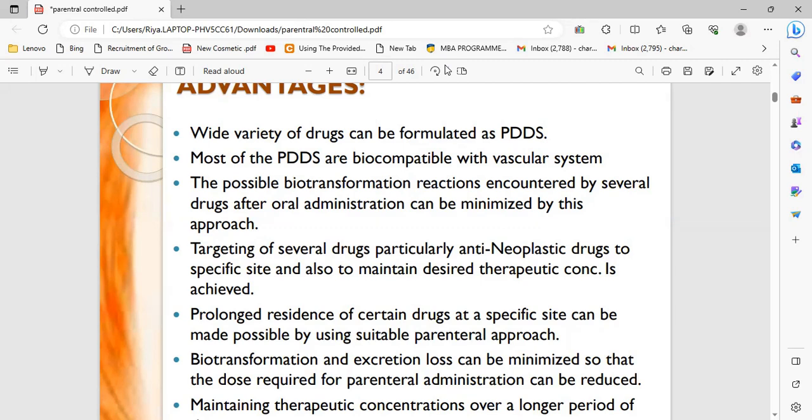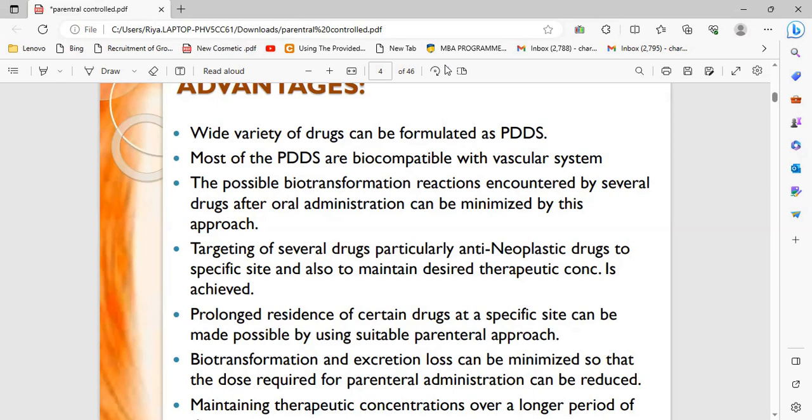You have to include that dose as well, along with the concentration that should be maintained in the systemic circulation, because the amount of drug which is metabolized and excreted through the feces has to be considered. Every time, if you are giving 100 mg of the drug and 50 mg is lost, then only 50 mg will enter the systemic circulation. So you need to consider these things while formulating an oral drug delivery system.